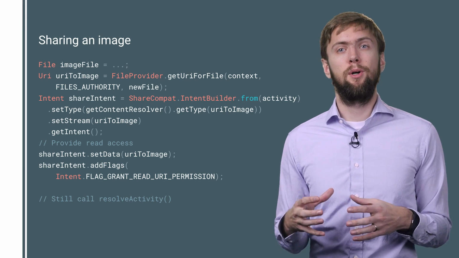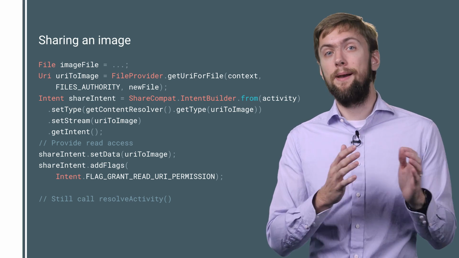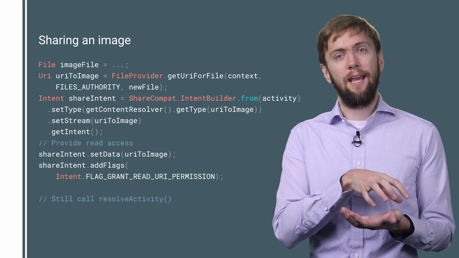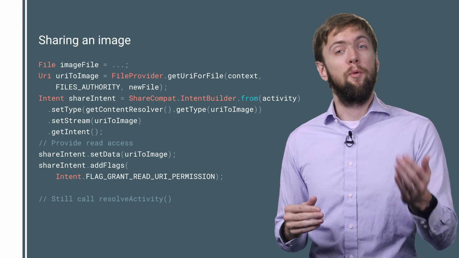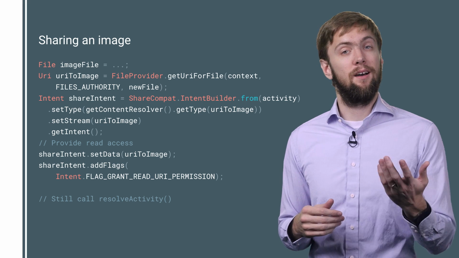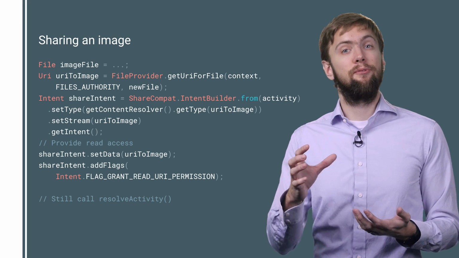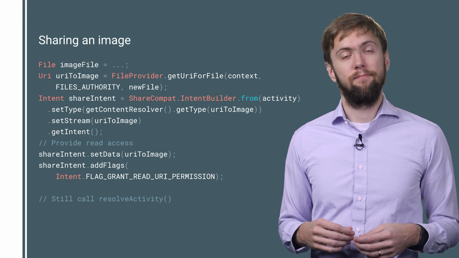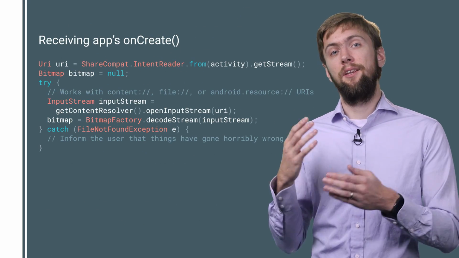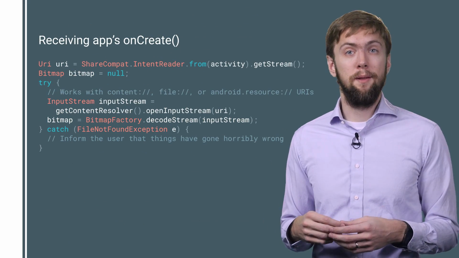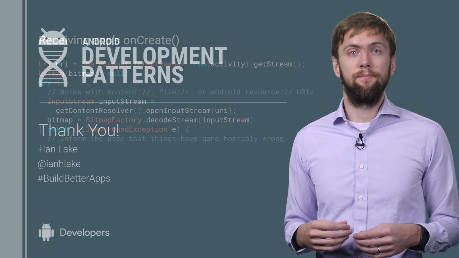Under the hood, this approach uses what's called URI-based permissions. The sending app grants permission to just the single URI. We grant permission by calling setData with our URI and then adding the flag GRANT_READ_URI_PERMISSION. That's it. Now, the receiving side can use getContentResolver().openInputStream to get the image.